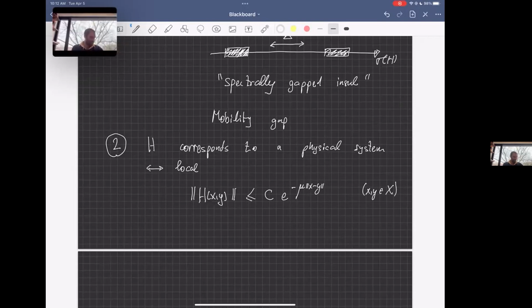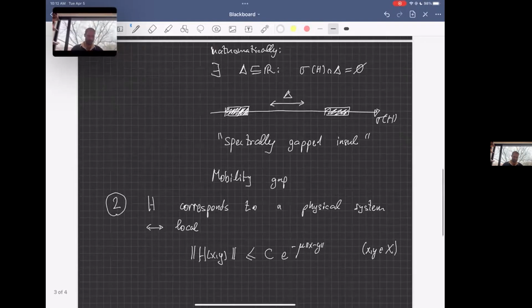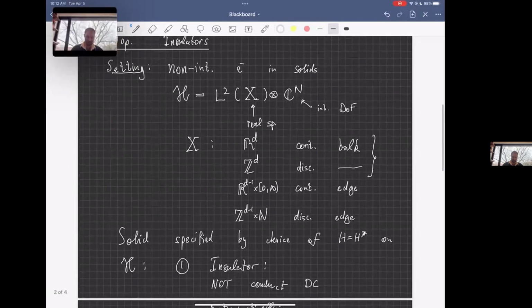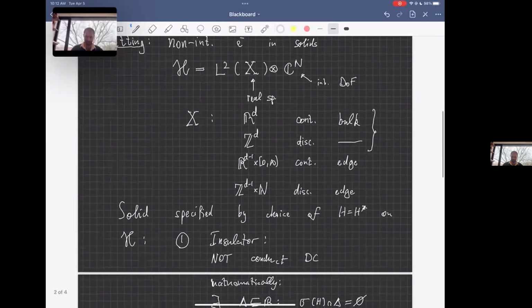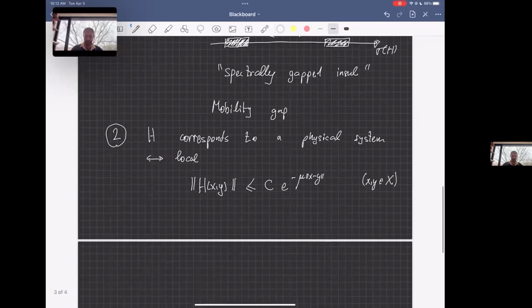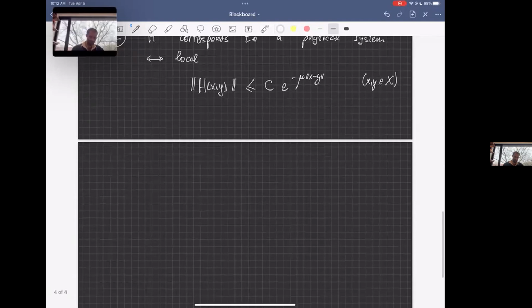All right. And if H has no integral kernel, then maybe there are other ways to specify this, but this will certainly do for now. Okay, so that's the kind of systems that we're interested in: operators on L2 of X that have some kind of gap, probably a spectral gap, and do not have a very long range action. Okay, and so what is the idea for topological insulators?